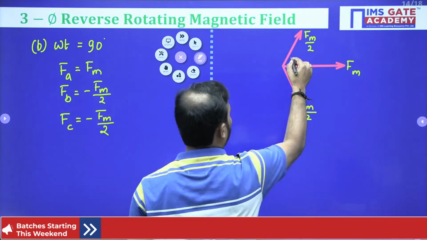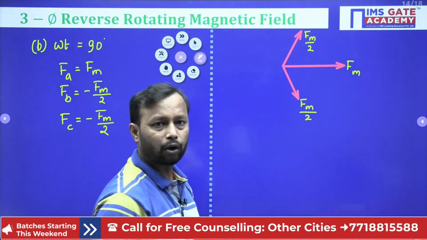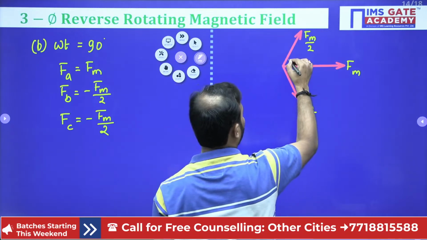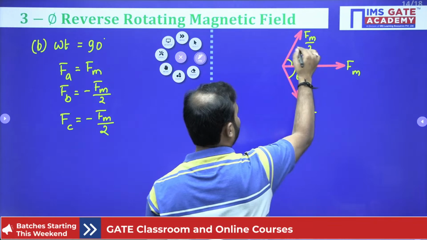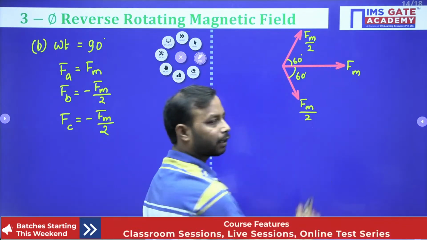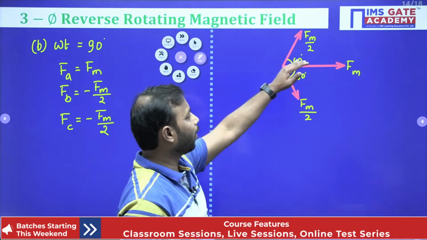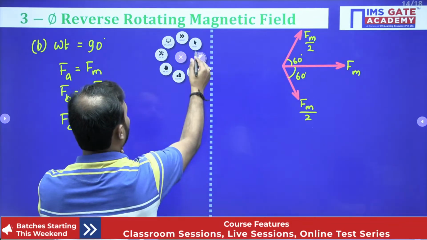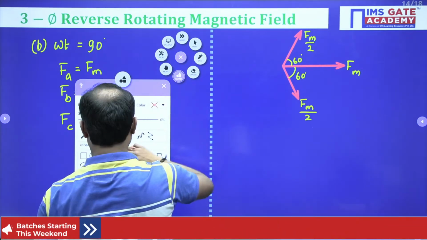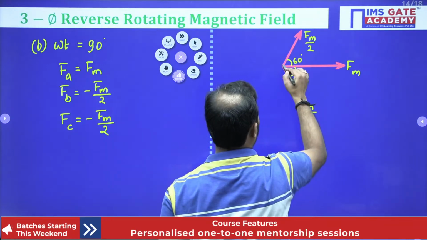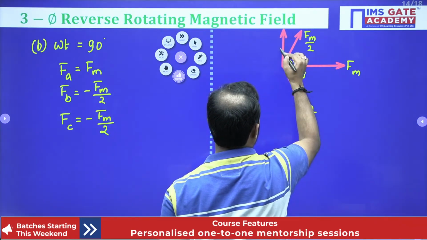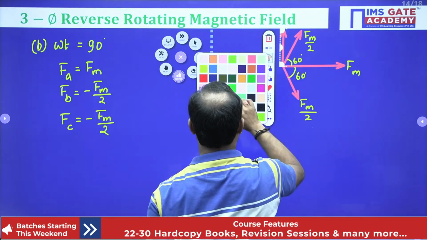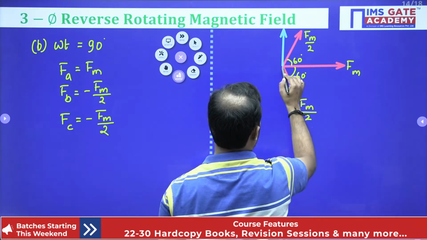And what is this total angle? This total angle is 120 degree. So the half will be 60 degree and 60 degree. This is total 120 degree and this will act as an angle bisector. So it will divide 120 into 60 and 60. So let us resolve here this Fm by 2 into vertical and one horizontal.